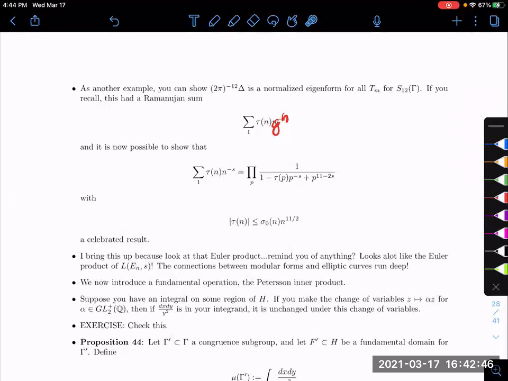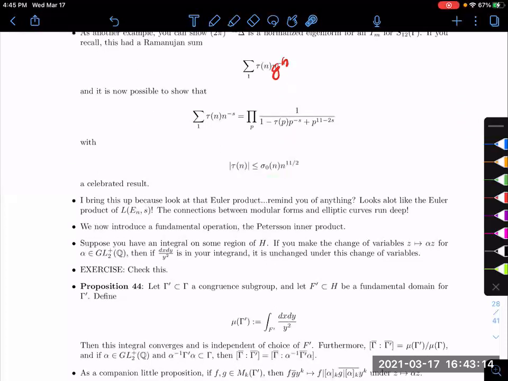But what you can do is take the Dirichlet series version of this q-expansion and form it. So just replace the q^n's by n^(-s) and make a Dirichlet series. It's now possible to show that this guy has an Euler product form, which I've written here. And because of this Euler product form, you can actually get a bound on all of these coefficients in terms of just n. It turns out the absolute value of tau(n) is bounded by sigma_0(n) times n^(11/2).